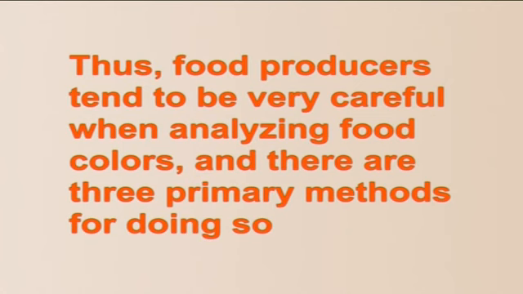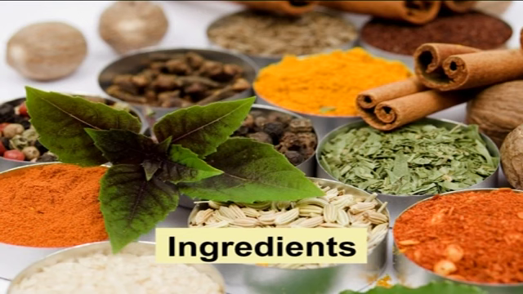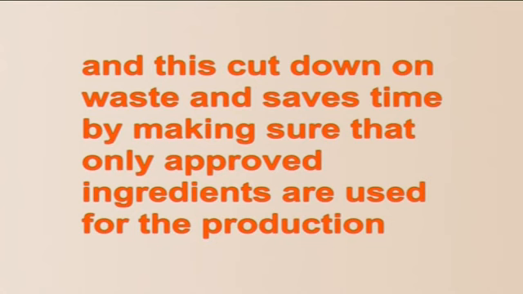Thus, food producers tend to be very careful when analyzing food colors, and there are three primary methods for doing so. Before food production, food producers tend to collect resources and ingredients from many places before they produce the actual end product. These ingredients and raw materials can be analyzed using a spectrophotometer to ensure that no non-standard ingredients reach the production line, and this cuts down on waste and saves time by making sure that only approved ingredients are used for the production.